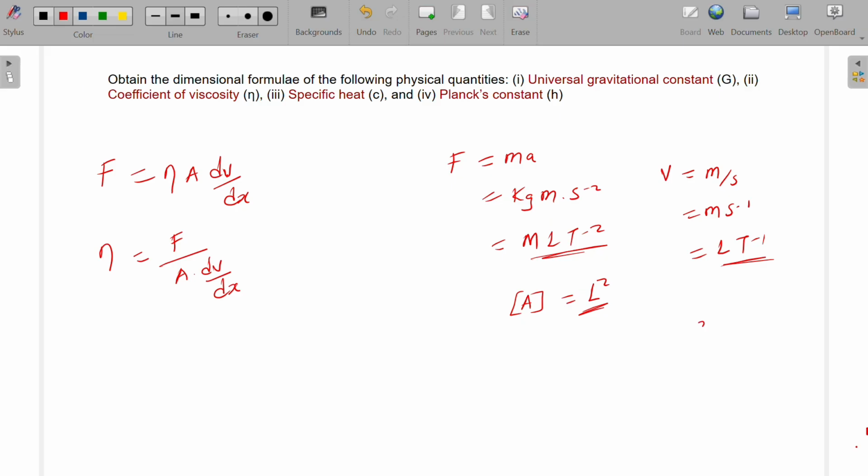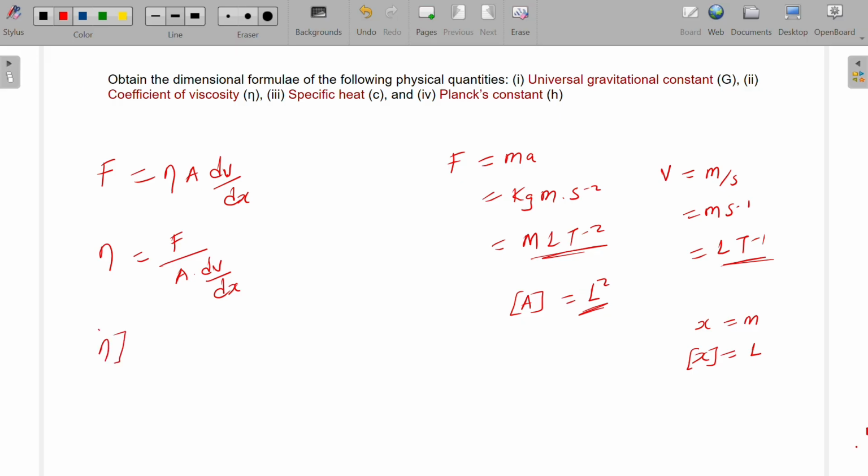X is just distance. So distance is measured in meters, and this will have a dimension of just L. So those are the dimensions we're going to have for each of those. X is L, V is LT minus 1, then we have L squared for area, and we have that for force. Now let's replace with what we have.